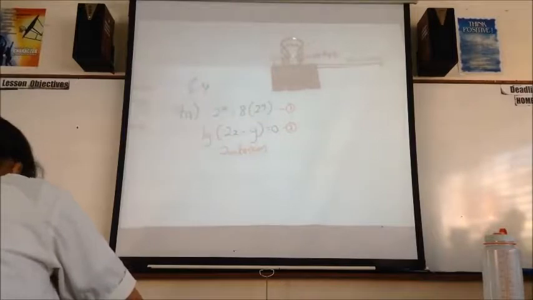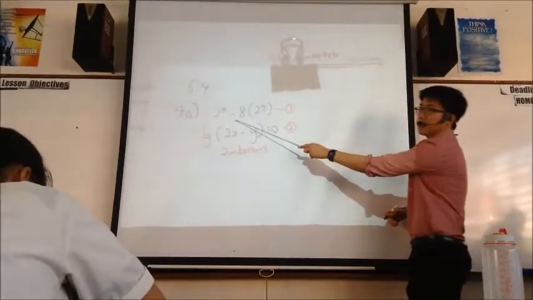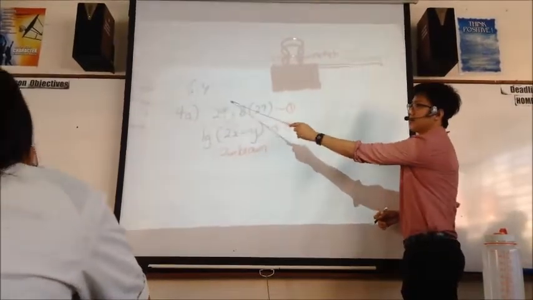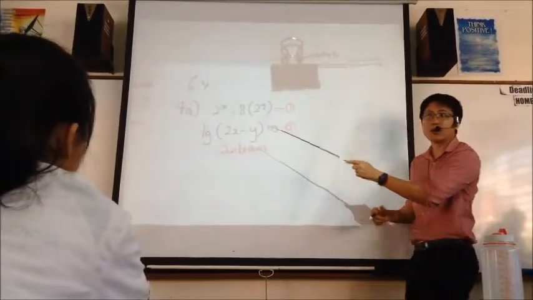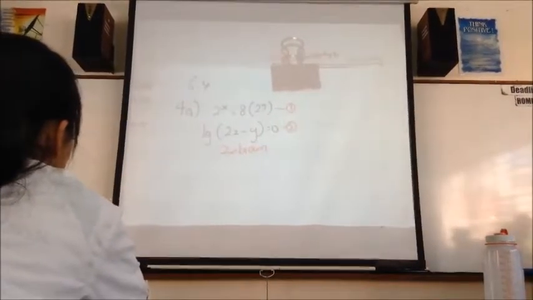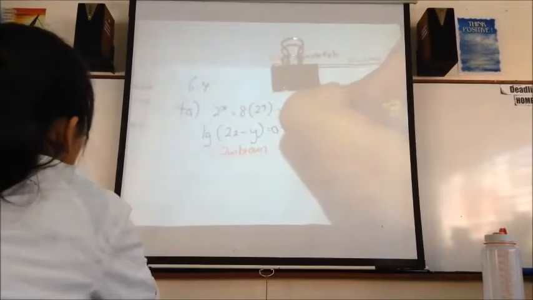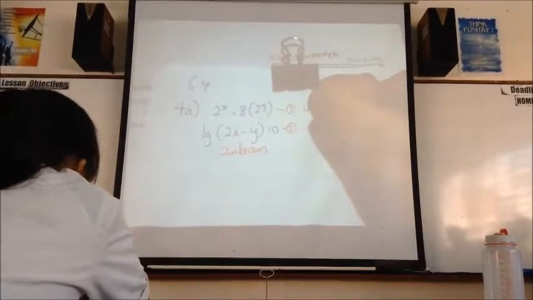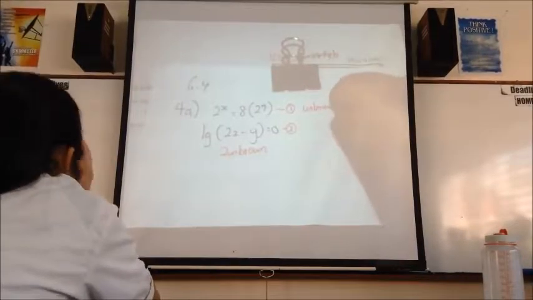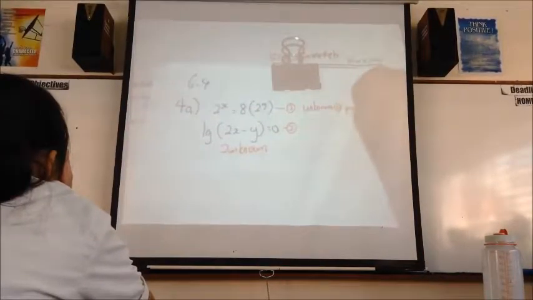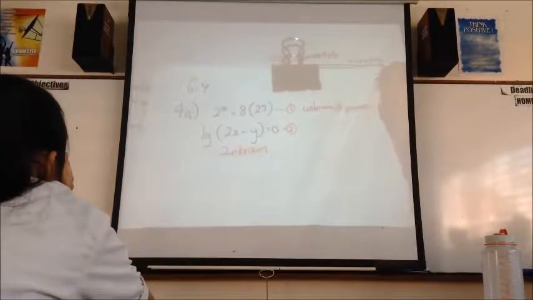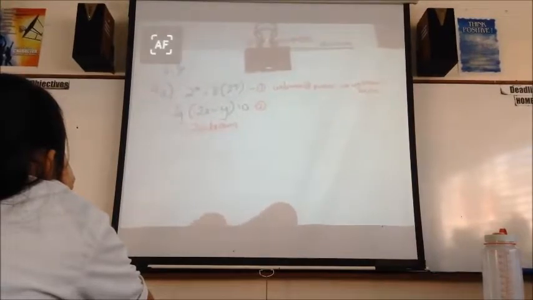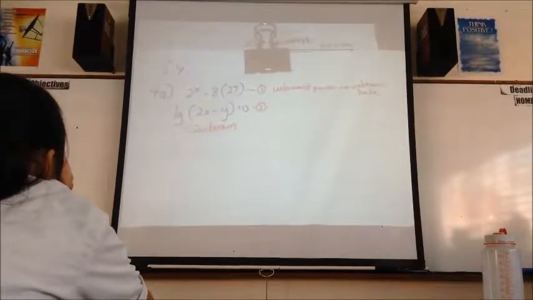Now, looking at the first equation, is the unknown at the base or at the power? Power. So the first one, the unknown is at the power. So what you want to do is bring down the unknown to the base. Does that make sense? Okay, let's see how to do it.